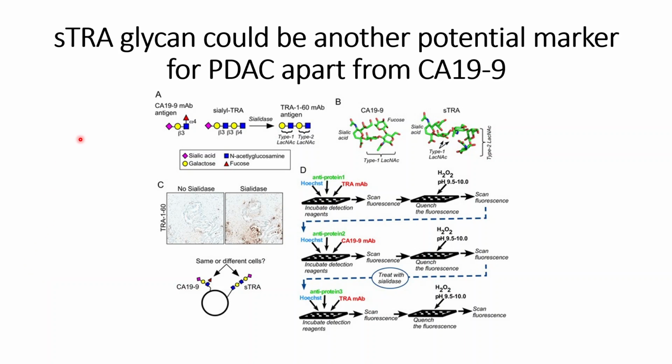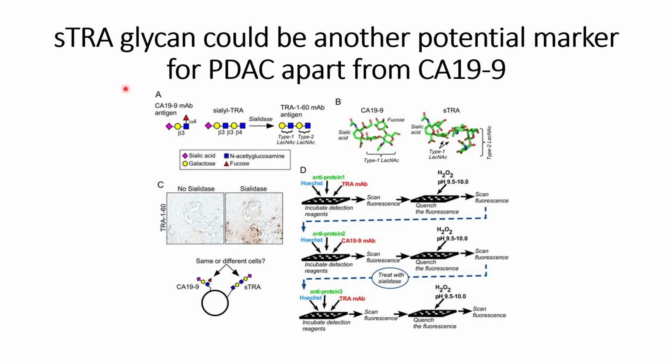In this video, we will discuss another potential biomarker, sTRA glycans, which seem to be expressed independently of the previously identified biomarker, CA19-9. This paper discusses this potential biomarker, the sTRA glycans.